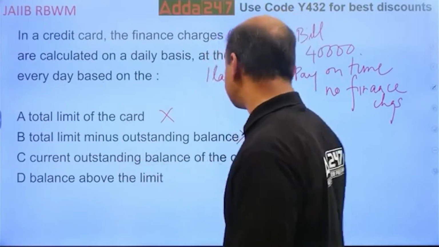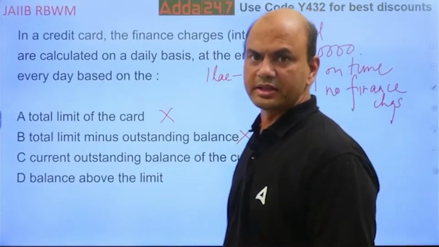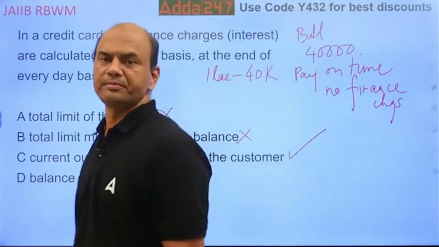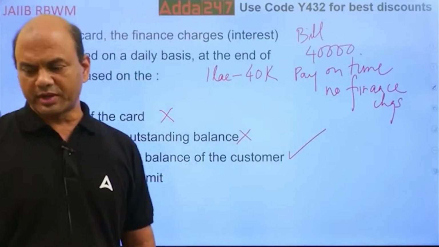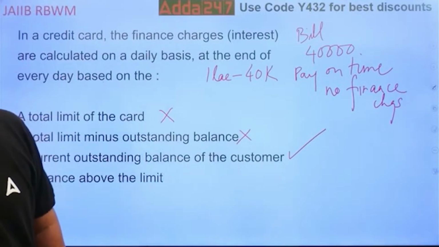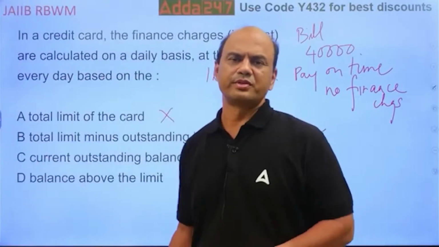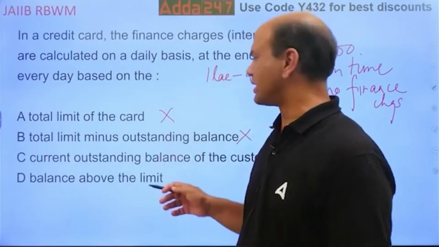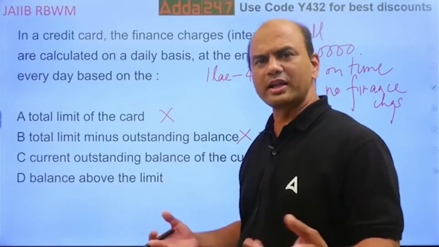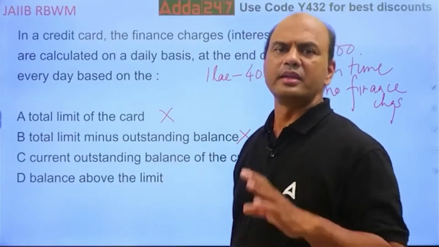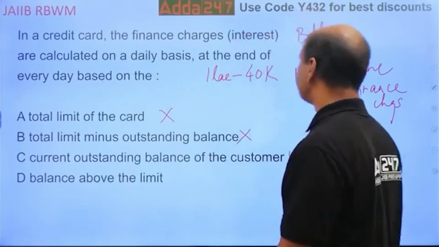Current outstanding balance of the customer. This is the right answer. Let me see how many of you have given it correctly. So after all, it's a normal loan. So it will be applicable on the current outstanding balance only. Balance above the limit, that is separate. You can't get anything above the limit. In a credit card, you will never get anything above the limit.